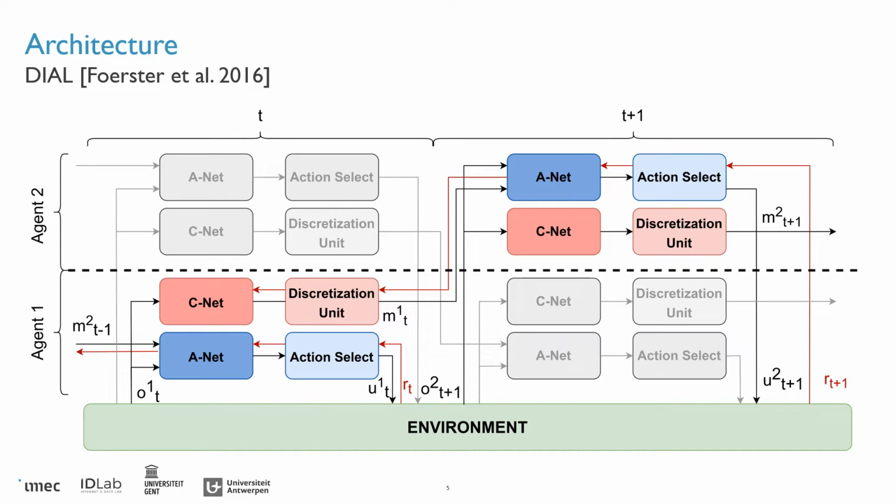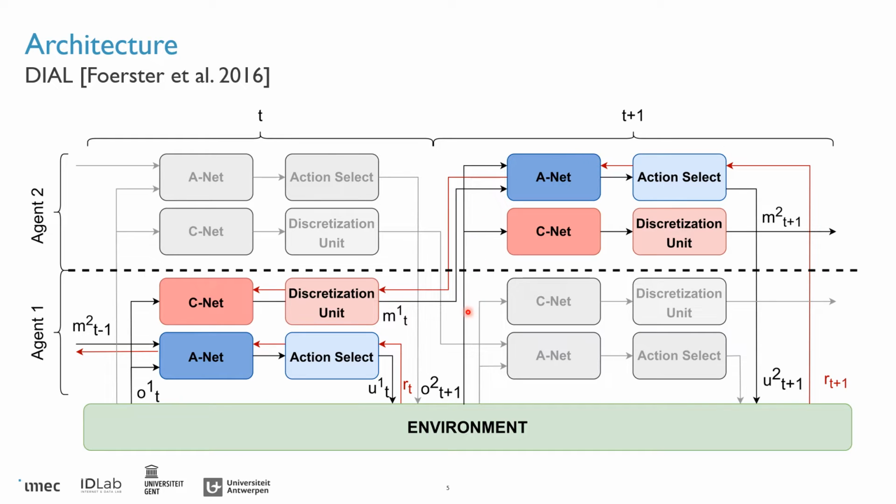We will apply these discretization methods on the DIAL method presented by Foerster. And this DIAL method is very similar to what I explained before. So on this figure, there are two agents displayed across two different time steps. Now, if we follow agent 1, it will use its observation to generate a message, which will then be discretized by the discretization unit, which will be filled in with one of the discretization methods I will discuss later. Here we will receive a discrete message, which will be transmitted to agent 2.